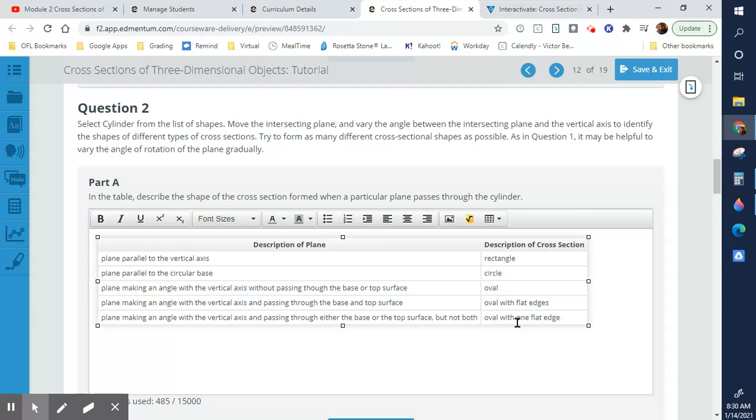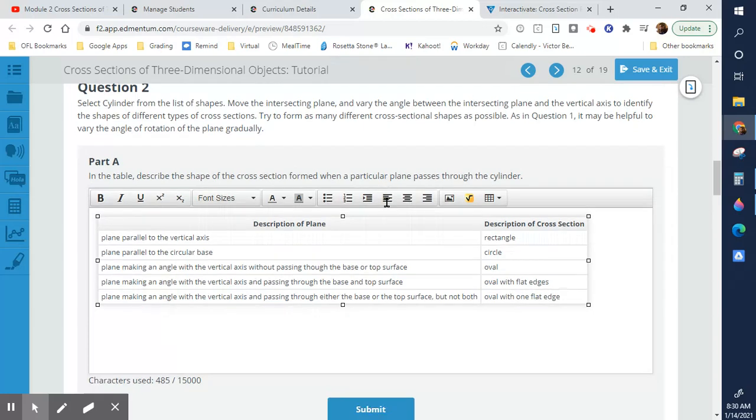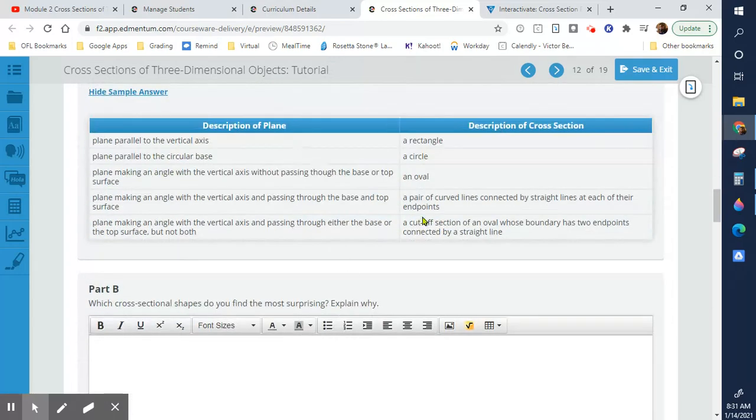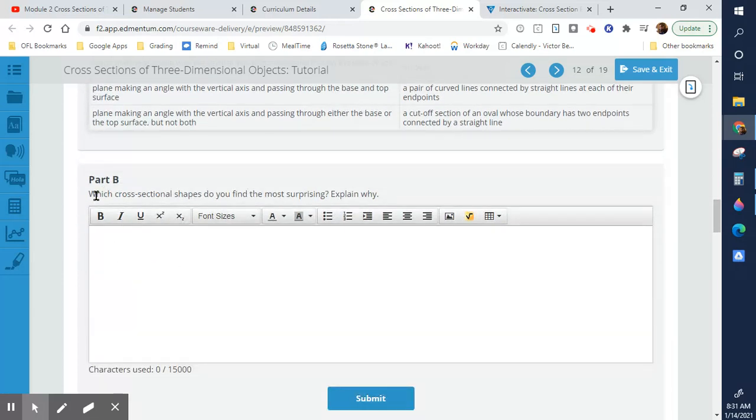So let me submit that. Let's see how similar our answers are. Okay, so we get curved lines. Oh, I guess that makes sense. Curved lines and an edge connecting them. A cutoff section of an oval with a loose boundary. So again, you can do your definitions similar to this. Which cross section do you find the most surprising and why?